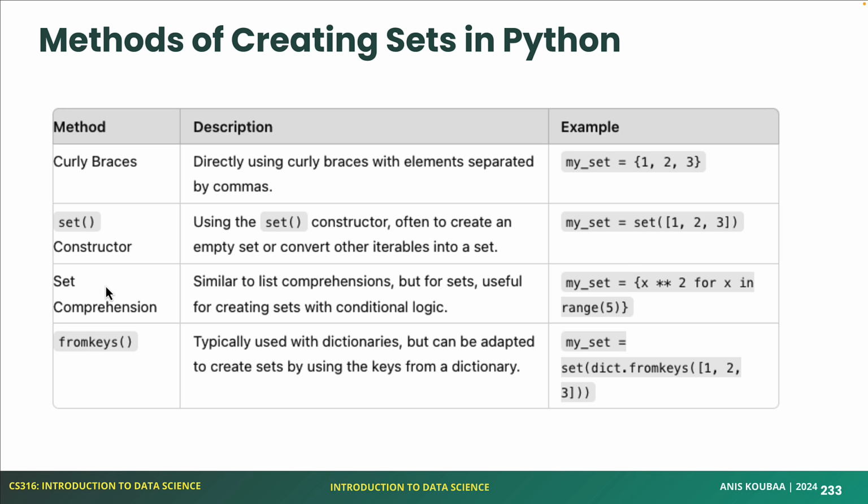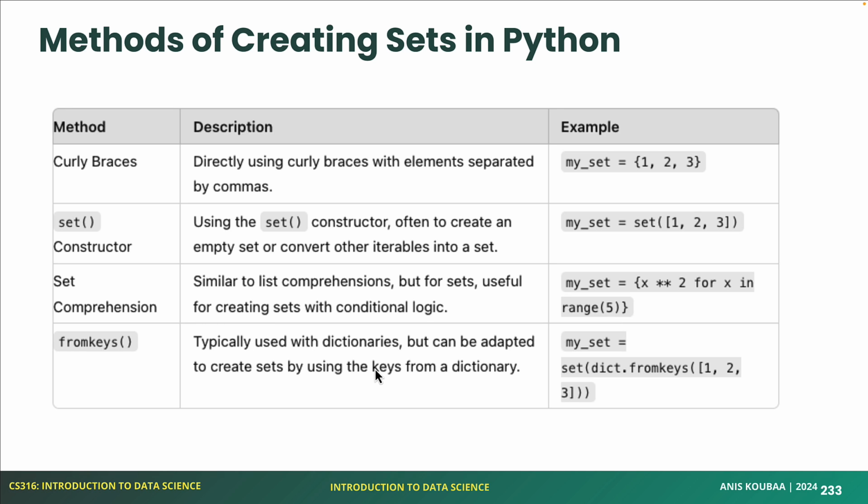We can also use set comprehension, which is equivalent to list comprehension, by using a lambda expression or a for loop to create the set. For example, here I create a set that will take the power of 2, x to the power of 2, for x in the range of 5. And also, we can use fromkeys.